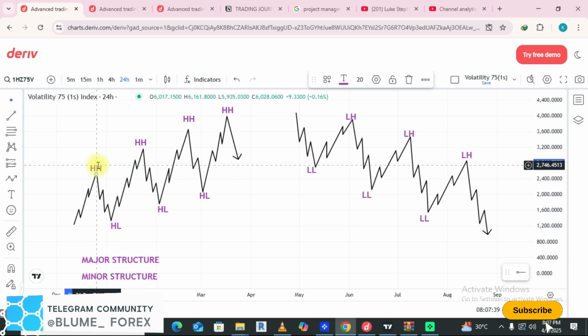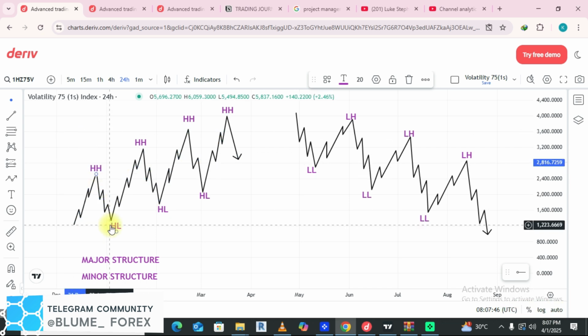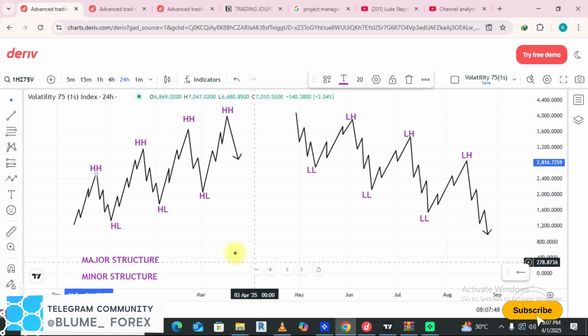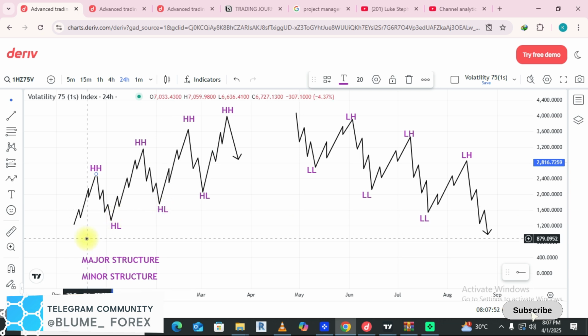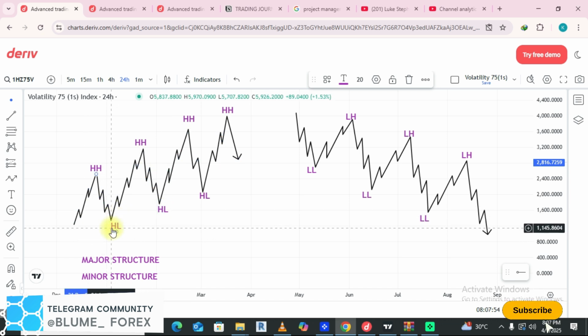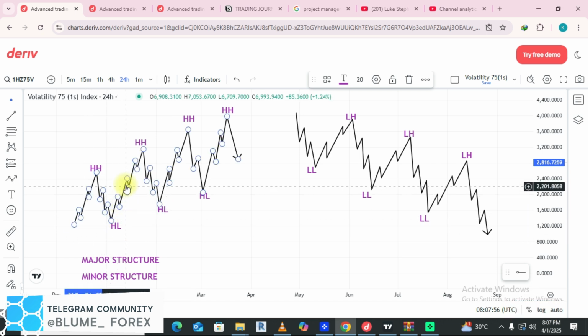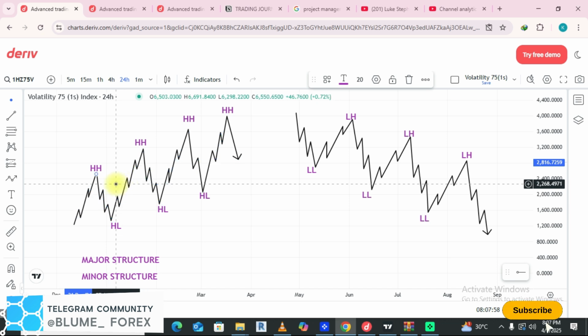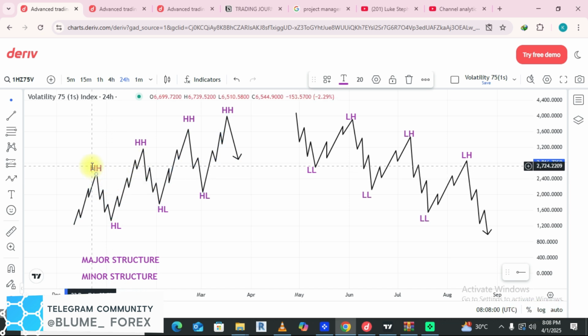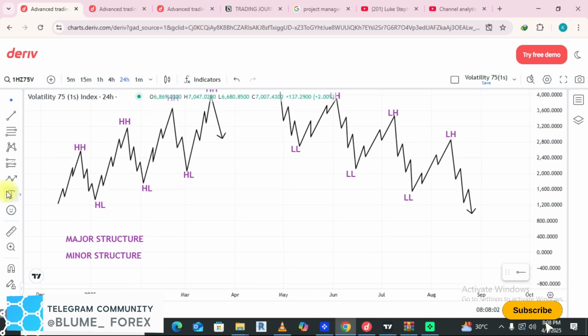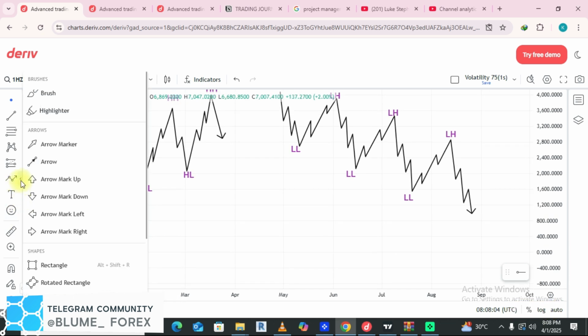Now, the higher high is the last point price forms and leaves behind before it starts its push to the downside, and the higher low is the last point that price will form once price starts pushing to the upside, the last point before making its move to the upside. Now, for the higher high, it's called a higher high.